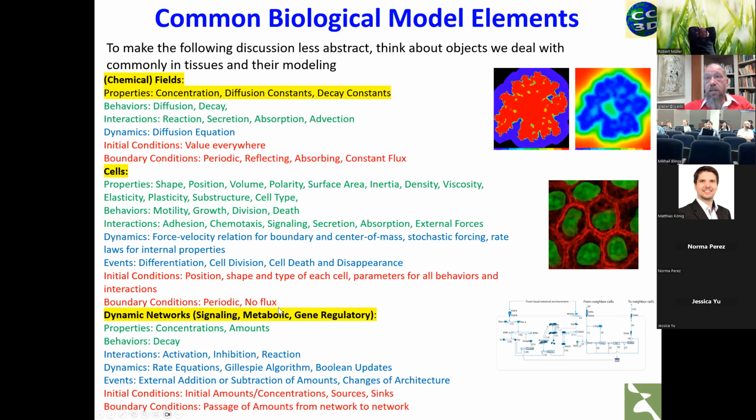If we look at these kinds of virtual tissue models, almost all of them include chemical fields, which have certain kinds of similar properties, namely concentrations, primarily as a function of space, diffusion constants, decay constants. They have behavior of diffusion decay, possibly advection, which is a harder problem. Their dynamics would obey the diffusion equation. Initial conditions would be values everywhere. We have to think about boundary conditions.